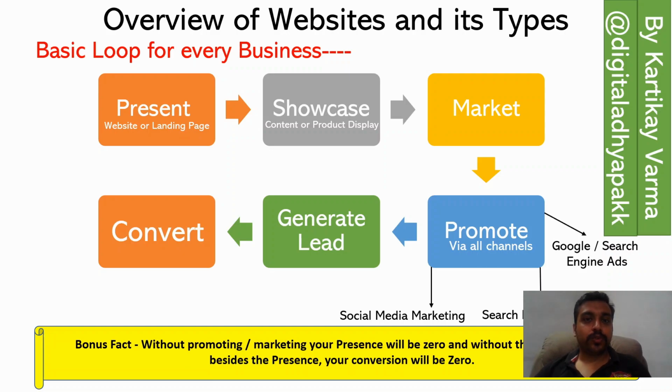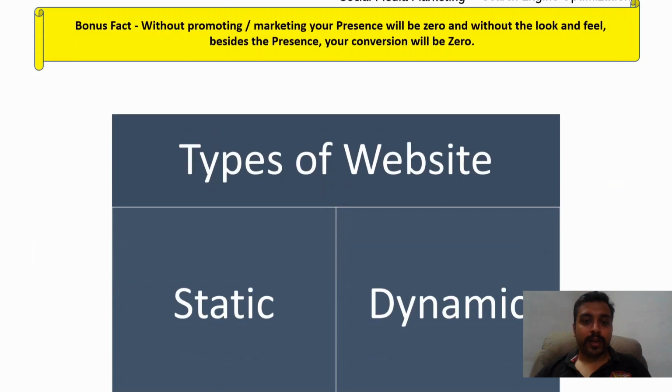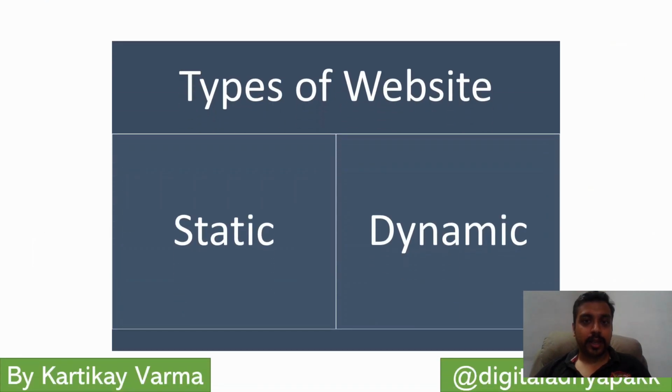Now, technically, there are two types of website. One is static, one is dynamic. Let's differentiate between the two. Very basic difference: a static website won't be able to interact with the user and give a response. It's basically static content. It doesn't use any database.